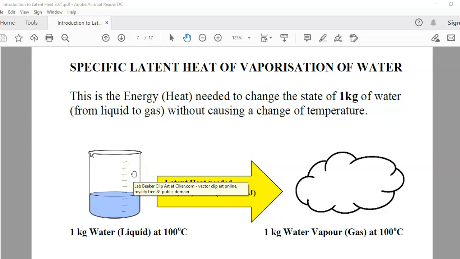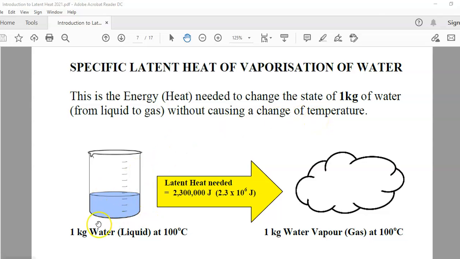Well, now that we've looked at the change of state from ice to liquid and defined the specific latent heat of fusion of ice, we're now going to look at the other change of state, which is the transition from liquid to gas, in terms of water, from liquid water to water vapor, which is a gas. Now, the specific latent heat of vaporization of water is defined as the energy or the heat needed to change the state of 1 kilogram of water from liquid to gas without causing a change of temperature.